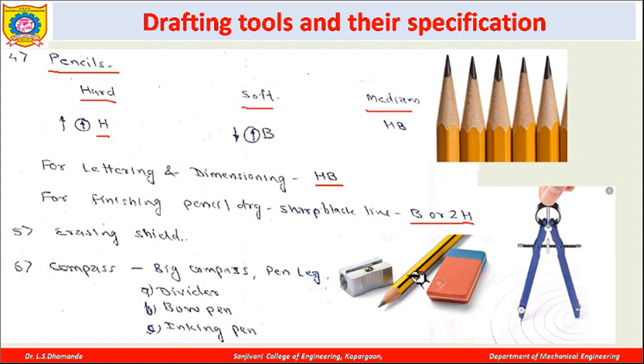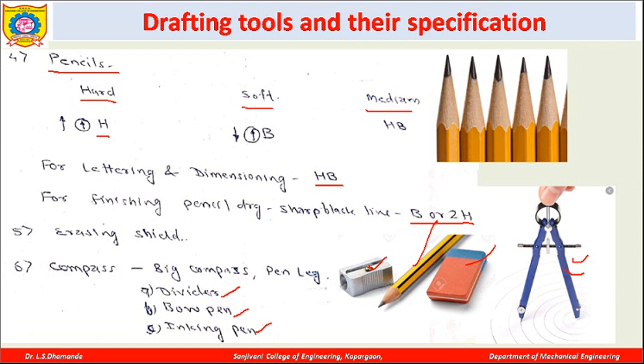And we are going to use the eraser shield as well, and this is the compass that you have to use for drawing circles. There are different types of compass available. Then there's a divider, then bow pen, inking pen. Previously so many different tools were used by craftsmen. Now it is sufficient for you to make use of the pencil, eraser, sharpener, and the compass like this, and the drafter, which is the most important one.